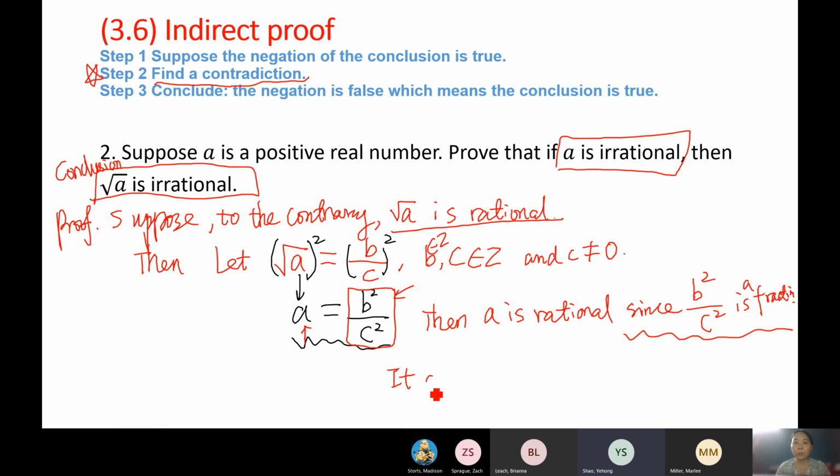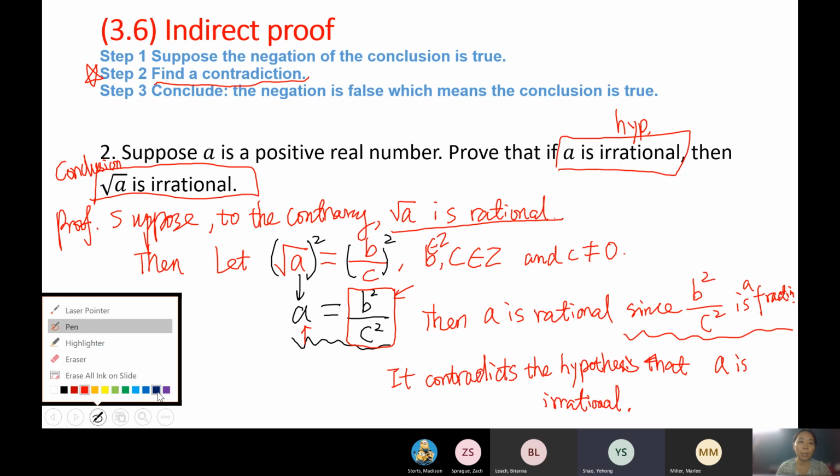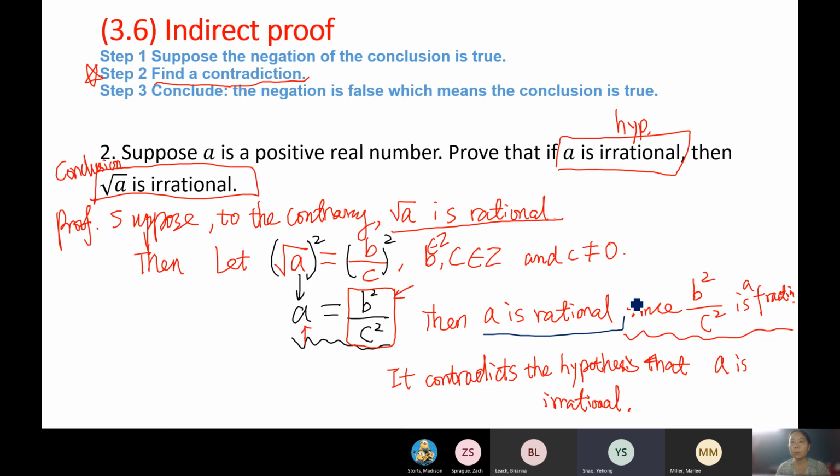So it contradicts. Well, it contradicts what? The hypothesis. It contradicts the hypothesis of this conditional statement. It says A is irrational. This is our hypothesis, that A is irrational. If you put a contradiction there, it might probably be okay. But usually for beginners, I would recommend that you write down clearly so you know what the contradiction is very clearly.